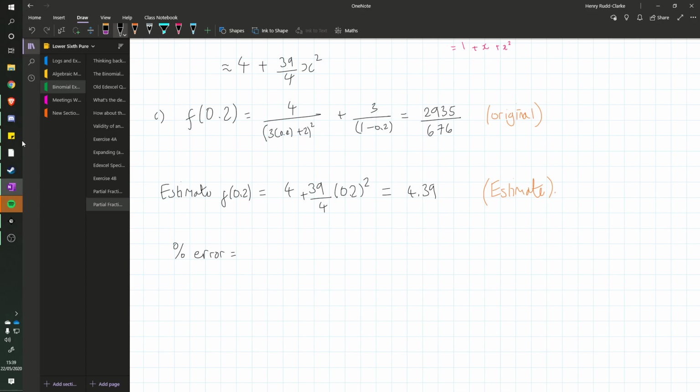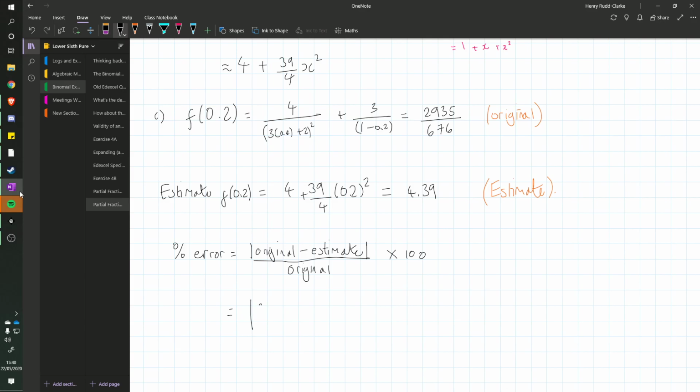So it's going to be original minus estimate over original times 100. And people often ask, which way around does it go in the top? It doesn't matter, because you're just going to say it's positive no matter which one you do. Okay? So just find the difference between the two, say it's a positive number, and then go from there.